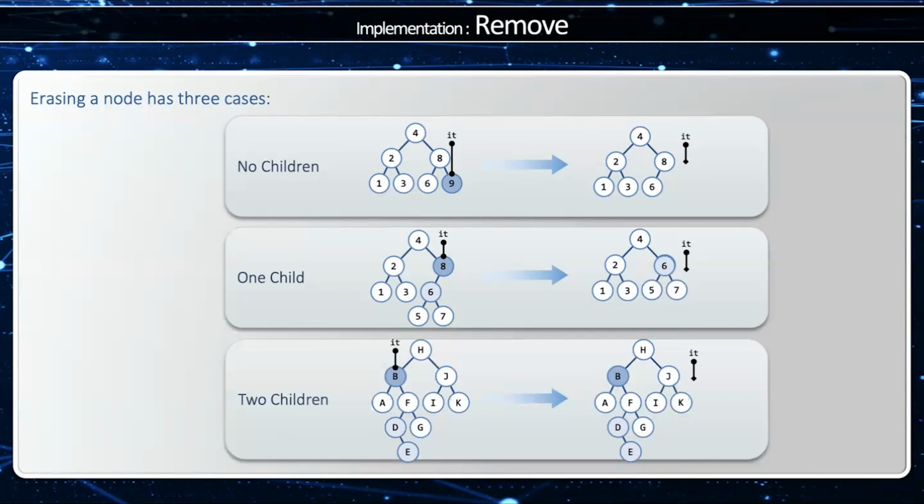Now, the in-order successor must have 0 or 1 children. If the in-order successor has 2 children, then it must have a left node, which means that left node would be the in-order successor, not this node itself. So in this case, I have D, and D is going to replace the position of the erased node. And then if there's any children to the in-order successor, it will take the in-order successor's position.